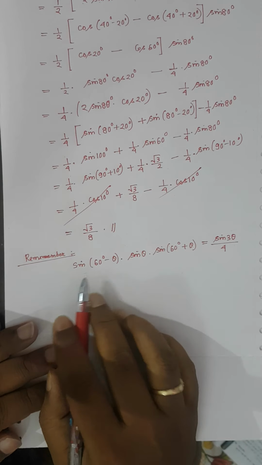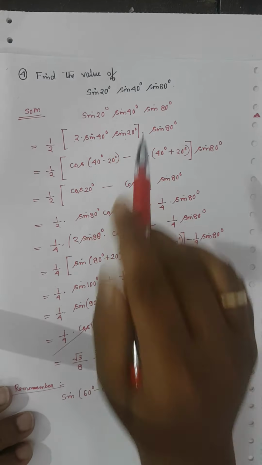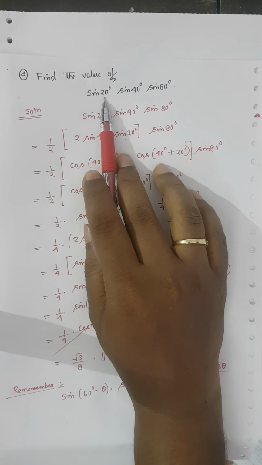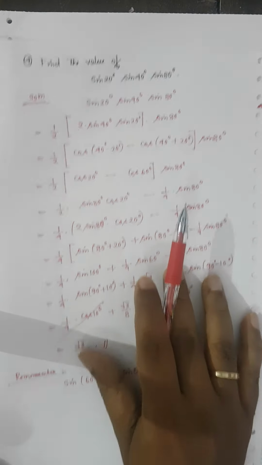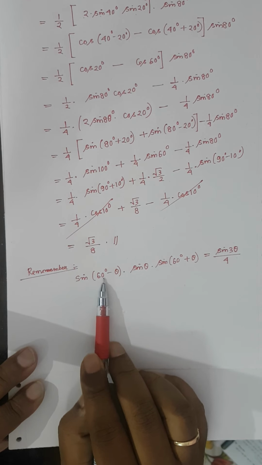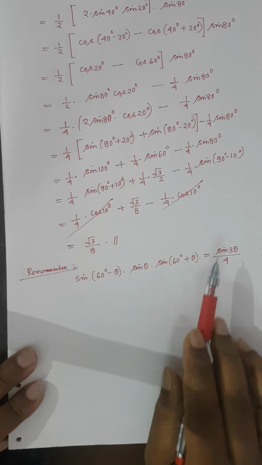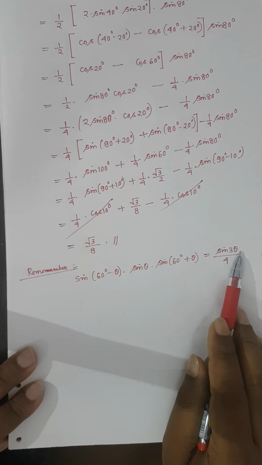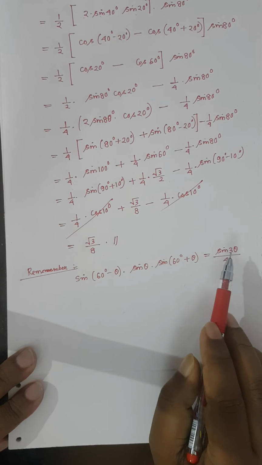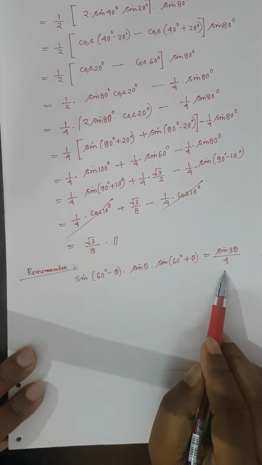See, sine(60 minus theta). Here for this question, theta is equal to 20 degrees. So if I put 20 degrees here, it is sine 40, sine 20 and sine 80. It will be equal to sine(3 times theta), that is sine 60 by 4. Sine 60 is equal to root 3 by 2, so root 3 by 2 by 4, which is root 3 by 8.